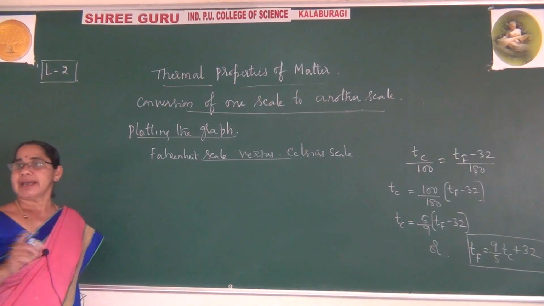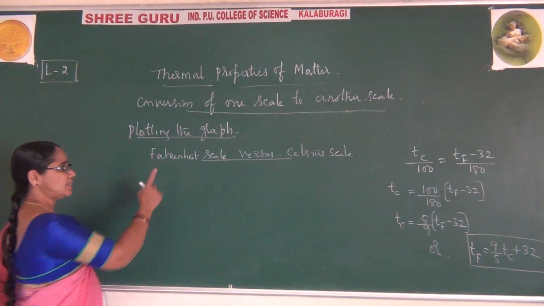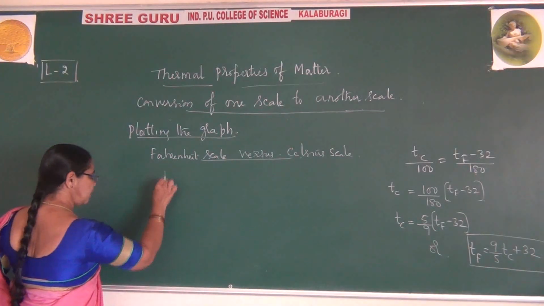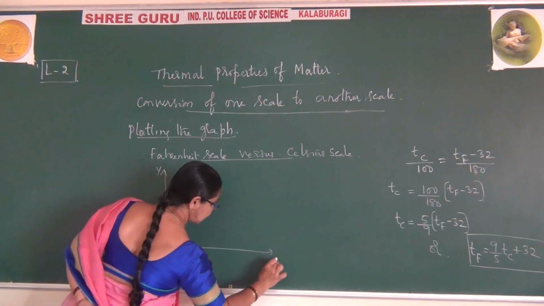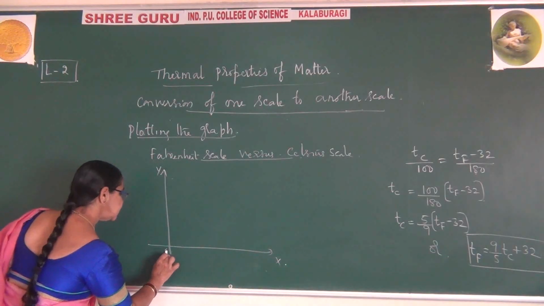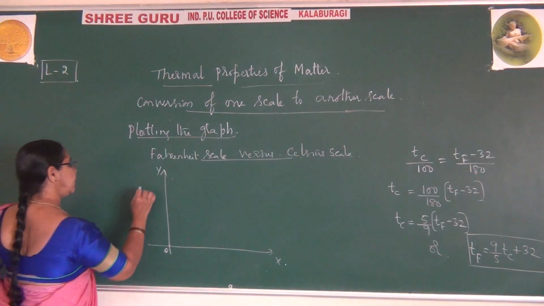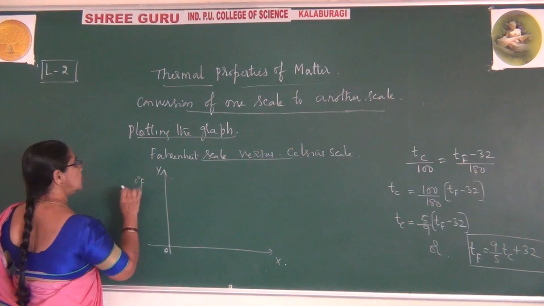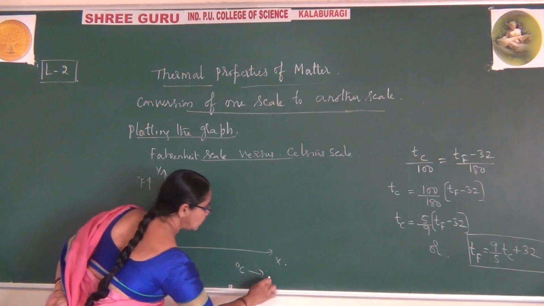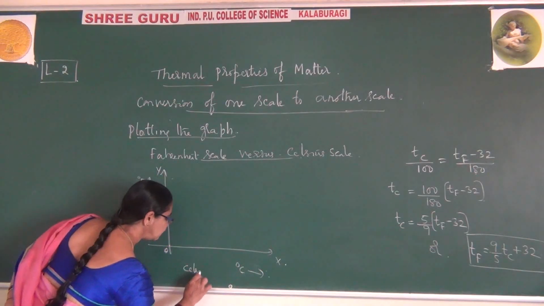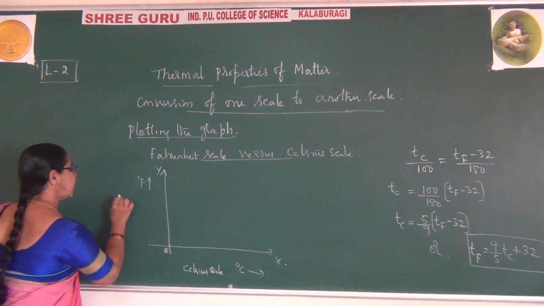So let us plot: on the y-axis, the Fahrenheit scale, and on the x-axis, the Celsius scale, because it is Fahrenheit scale versus Celsius scale. So let me show you. This is the y-axis, right? This is the x-axis. Let me say this is the origin, here at this position. This is the degree Fahrenheit scale, degree Fahrenheit on this side. This is degree centigrade, and this is nothing but the Celsius scale. This is the Fahrenheit scale.